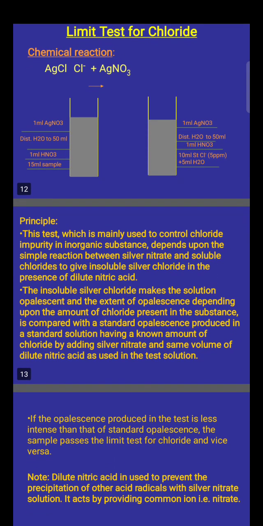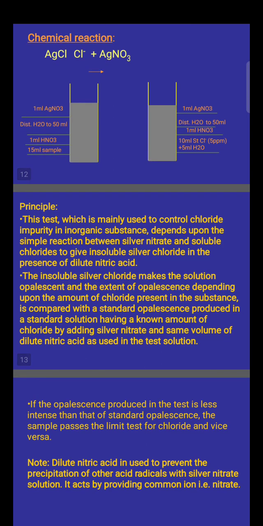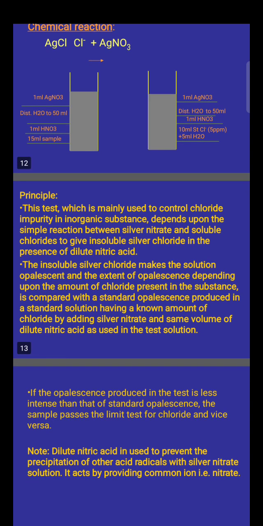If we see the principle of this, what is the principle? The principle is nothing but the mechanism of how reactants are converted to product, how the reaction occurs over here, how chloride reacts with the silver nitrate with the help of other reagents. So we can determine the impurity of chloride present in the sample.